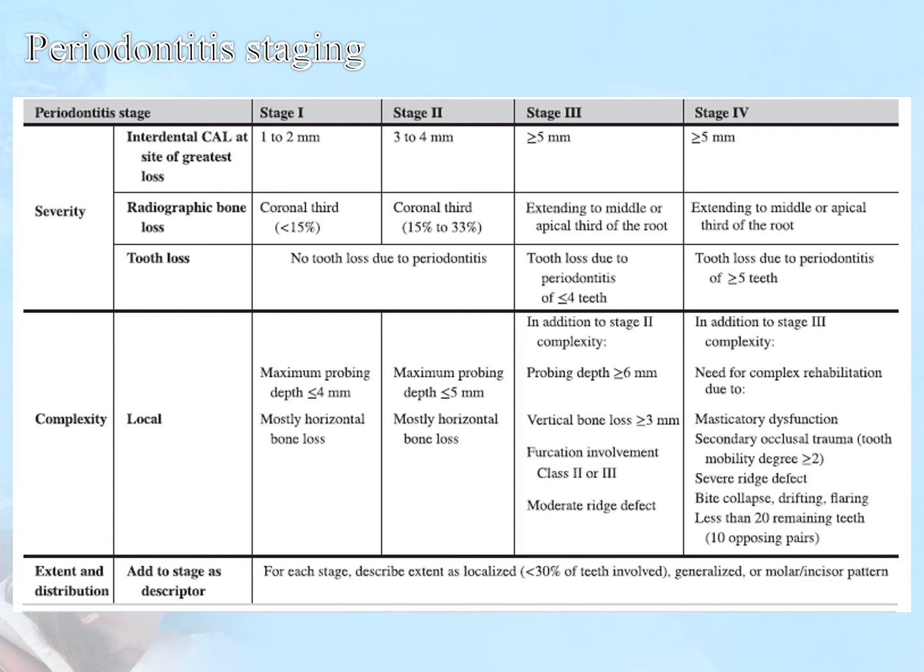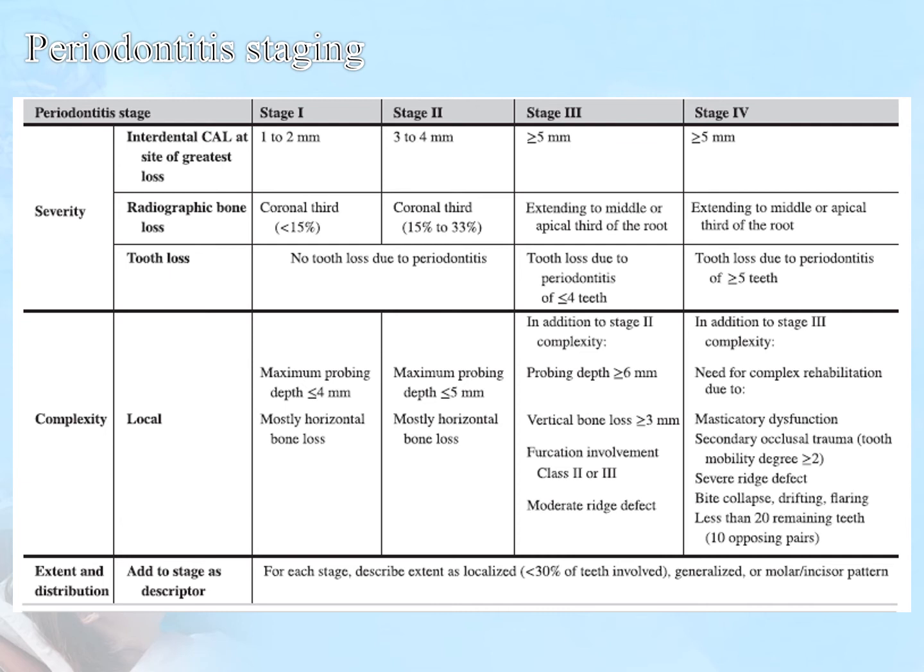But when it comes to stage 4, you could see that the patient needs some complex rehabilitation because all his teeth are mobile or they could be not present. So there is complete masticatory dysfunction, secondary occlusal trauma, severe ridge defect, bite collapse, and only less than 20 remaining teeth present. Such a condition is called stage 4. So this is something similar to stage 4 of cancer. That is, the patient has nothing left; either all the teeth are mobile or the patient is almost completely edentulous.